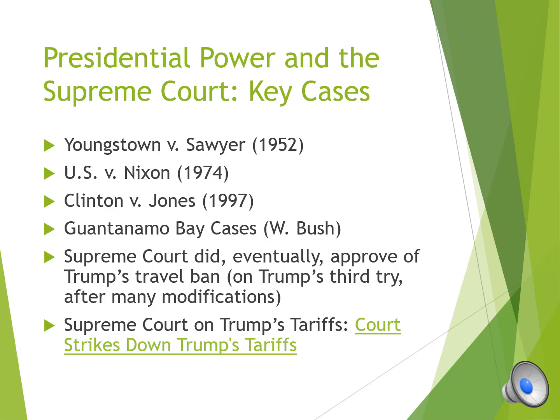U.S. v. Nixon, we've talked about that case. Nixon invokes executive privilege, tries to avoid handing over unedited tapes of Oval Office conversations. The court ultimately says, unless there's some really compelling reason for maintaining that privilege, we are not going to recognize it as constitutionally legitimate. There are limits on that power. Led to Nixon's resignation.